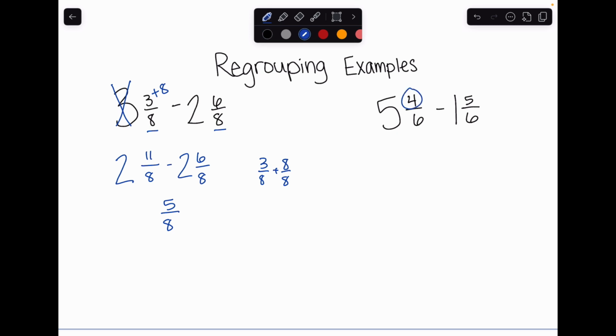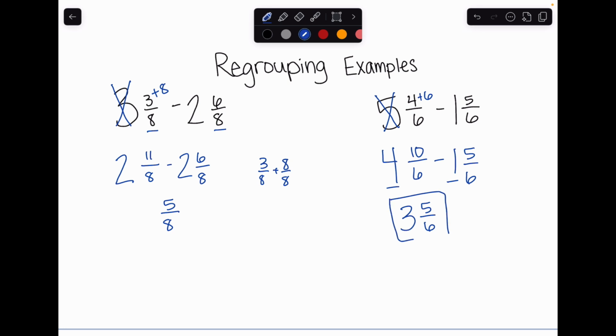Over here, I've got 4 minus 5. I can't do that, so I'm going to take away a whole, left with 4. I'm going to add 6. That will make my new mixed number 4 and 10/6. Now I'm good to subtract. 10/6 minus 5/6 is 5/6, and 4 minus 1 is 3.